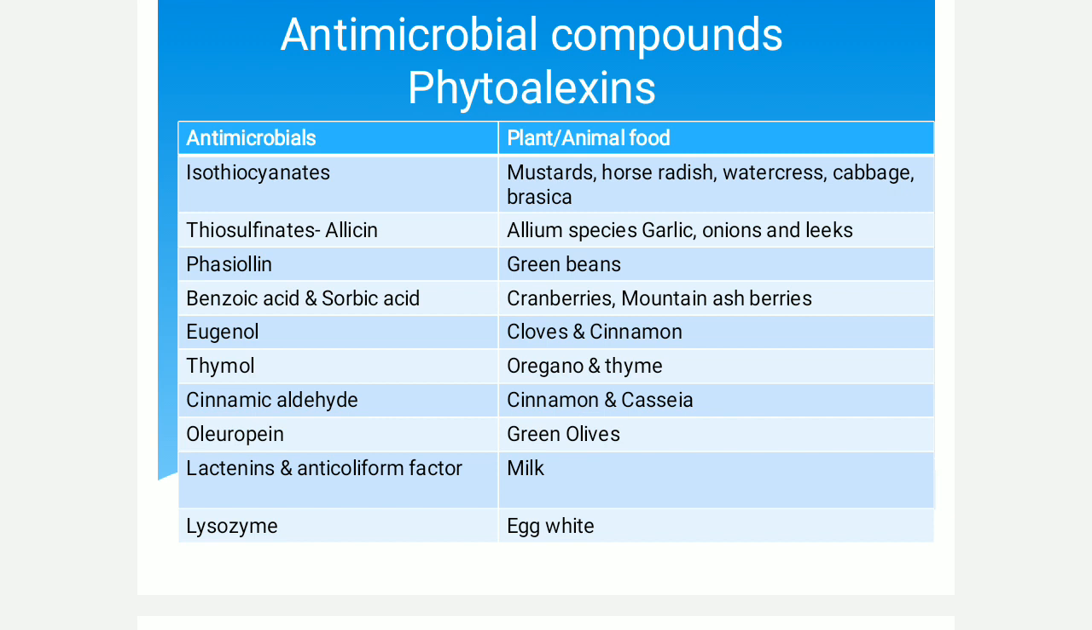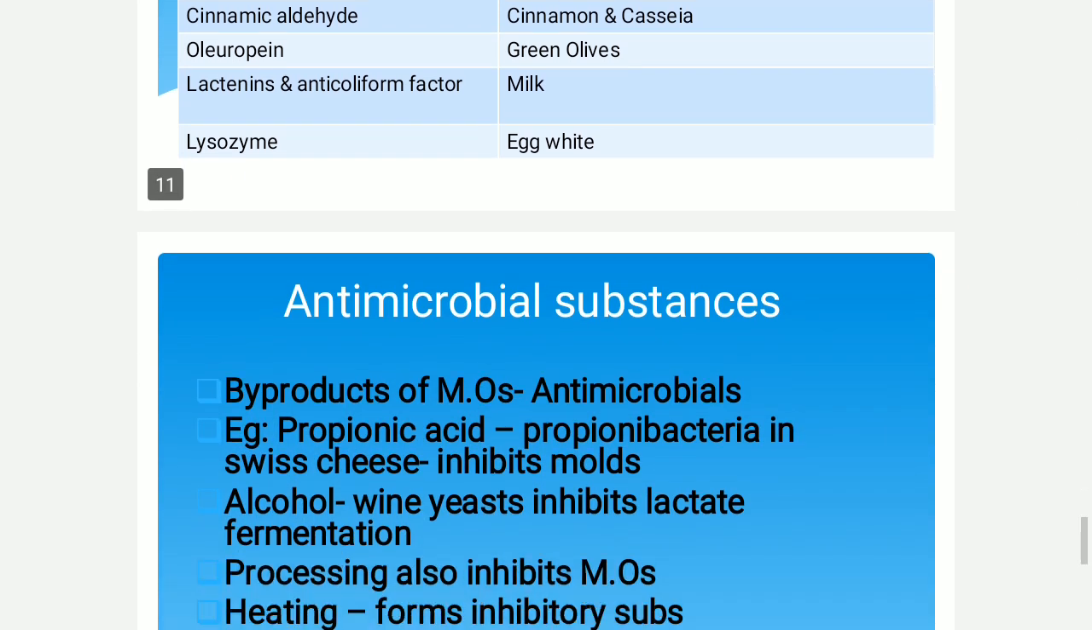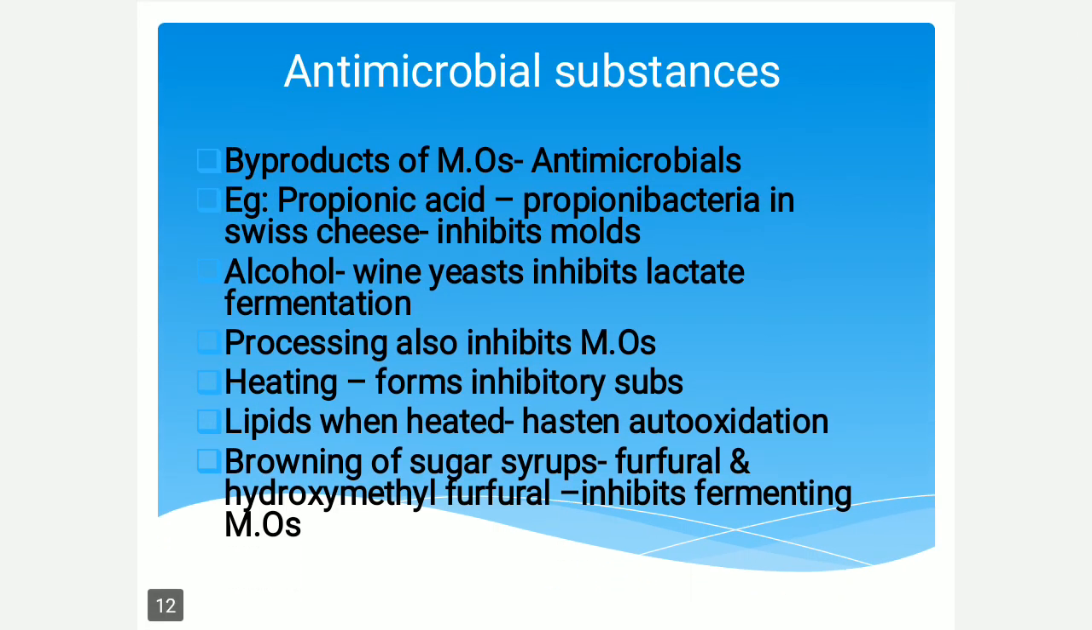Then in milk also there are some antimicrobial compounds, that is lactinins and anticoliform factors. And in egg white, lysozyme is seen. These are the different ones, and many more may be there. I could gather this many. So please search for many more antimicrobial substances also.